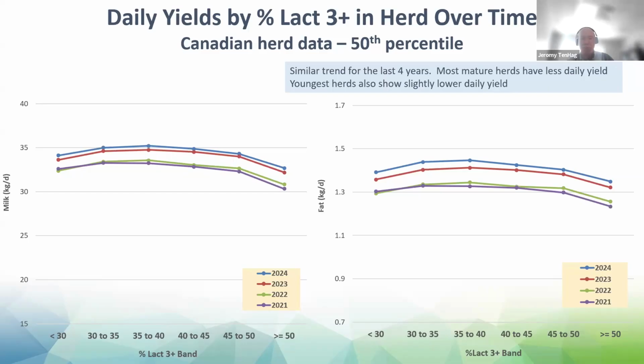The percent lactation 3 plus in the herd groupings, 30 to 35 to 45 to 50 is kind of the same. And then when you're less than 30% of the herd in lactation 3 plus or more than 50, there's a significant drop off, I would say. And that's both at the daily milk yield and daily fat yield.